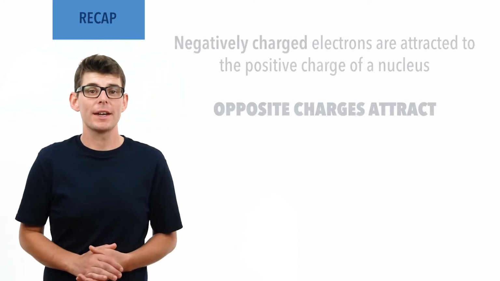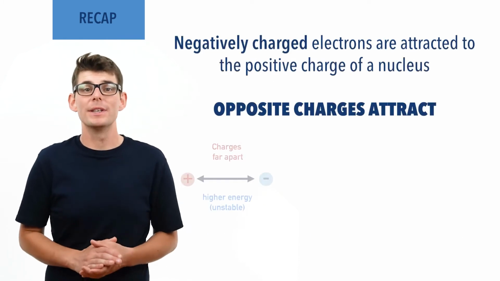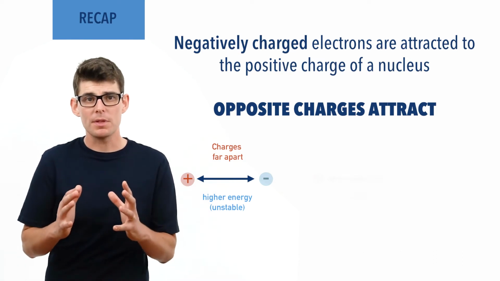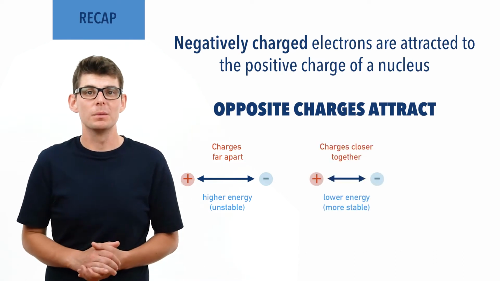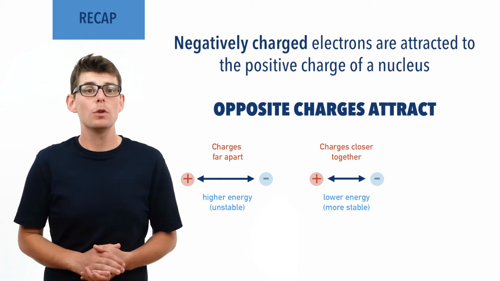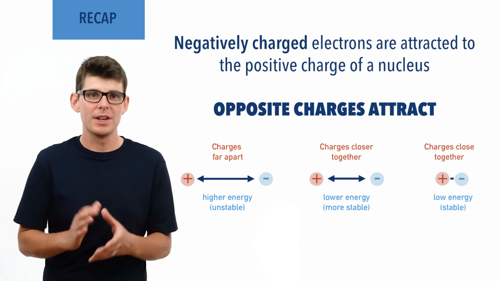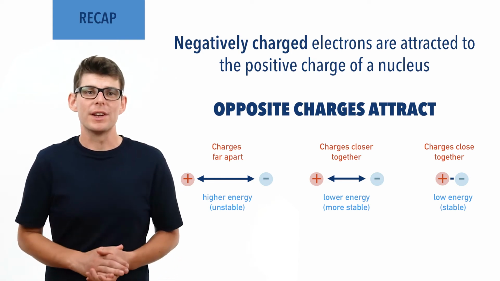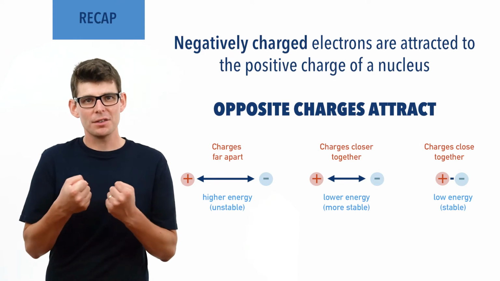Opposite charges attract. A charged particle is high energy and unstable. The closer it gets to an opposite charge, the more stable it becomes. As a result, opposite charges attract and will always try to get as close to each other as possible. The closer they are, the stronger the force of electrostatic attraction and the harder it is to pull them apart.